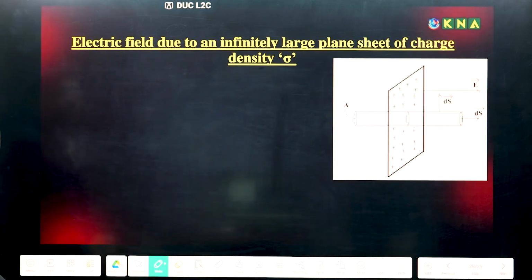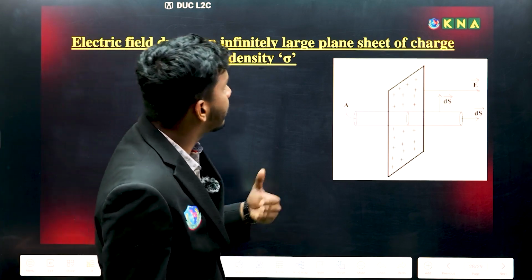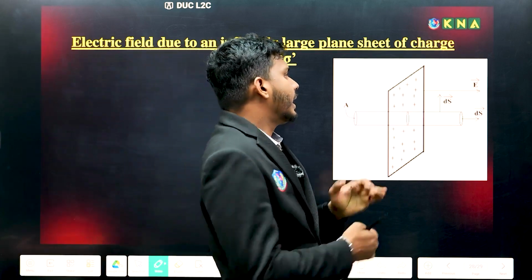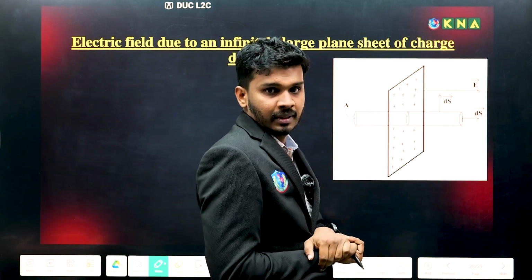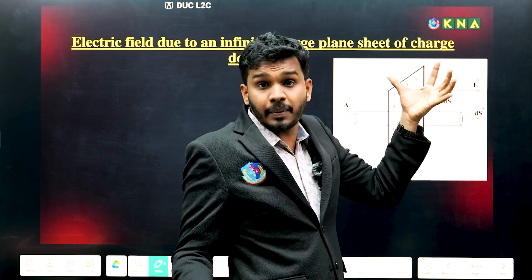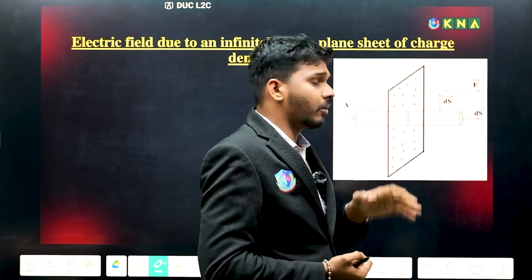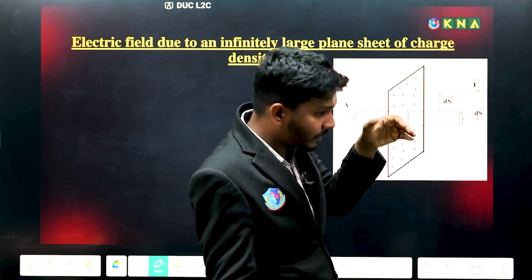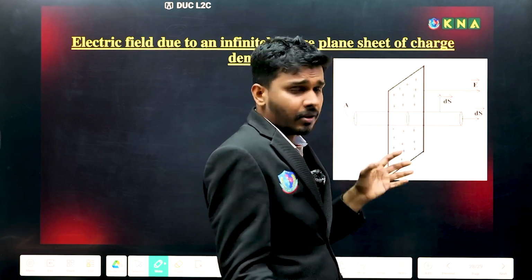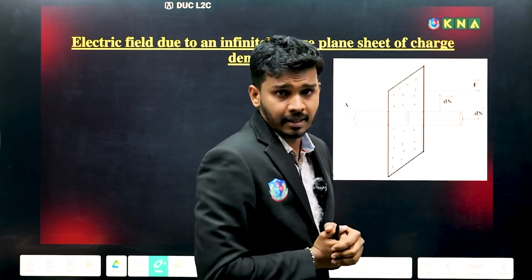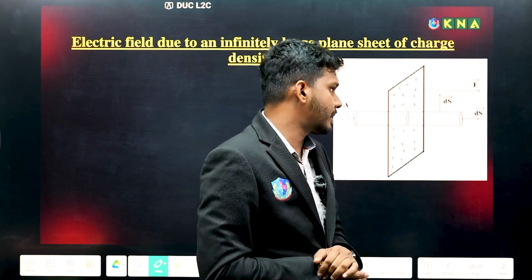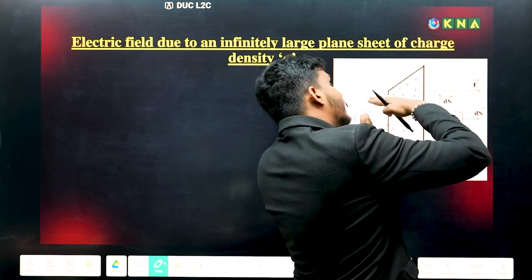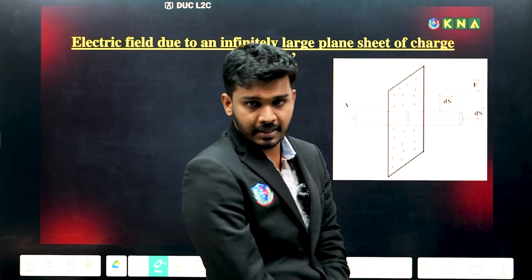Next one is the electric field due to an infinitely large plane sheet of charge density sigma. Here is a large plane sheet, infinitely large. So I consider a Gaussian surface. We consider a cylindrical Gaussian surface there. What is the direction of the electric field? This is positive charge. The electric field is always away from positive charge.